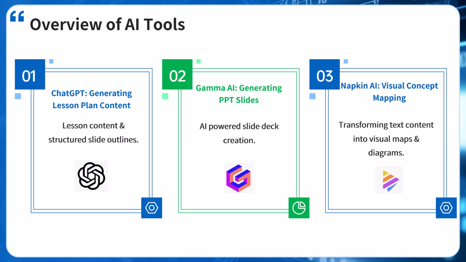Last, we have Napkin AI. This tool turns text-based information into interactive visual concept maps and diagrams. By the end of today, you'll not only know how to use these 3 tools, but you'll also walk away with a broader toolkit of AI resources, so you can find what works best for your teaching style and your students' needs.